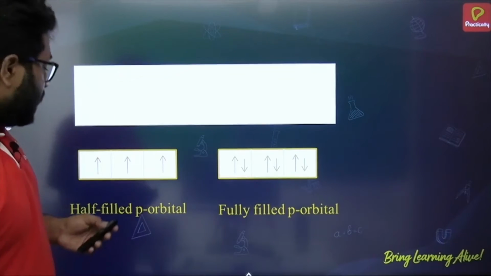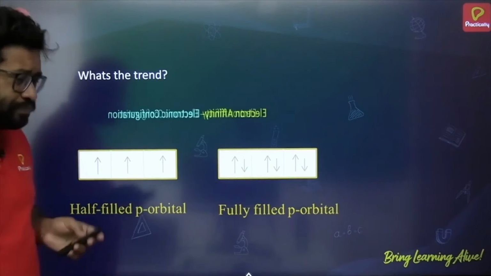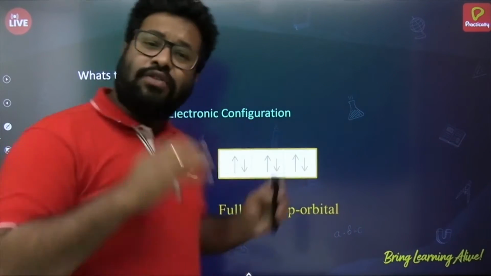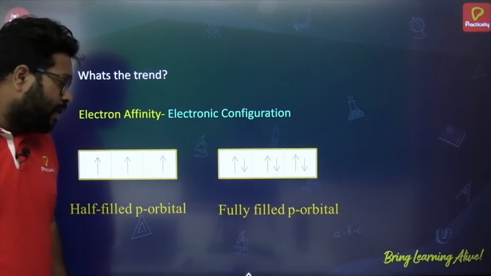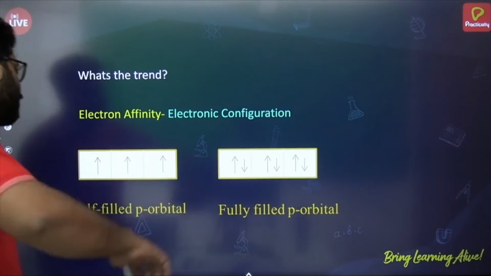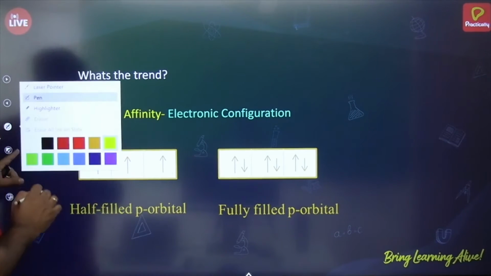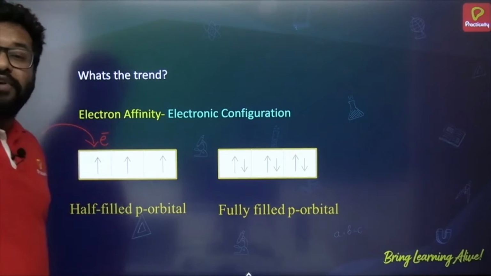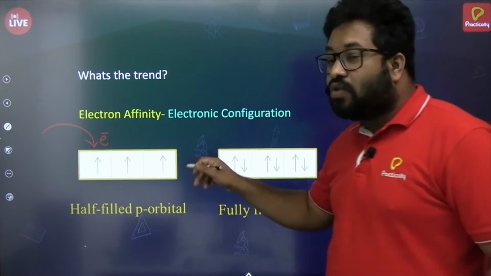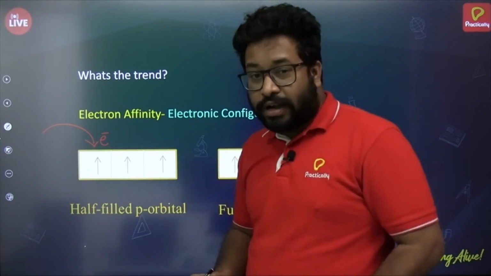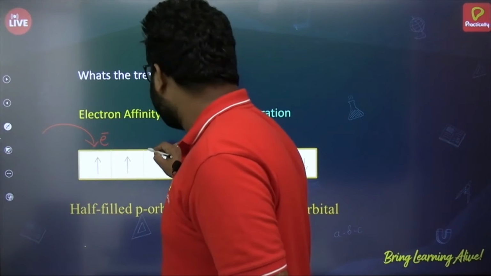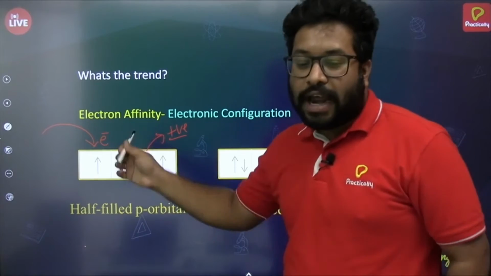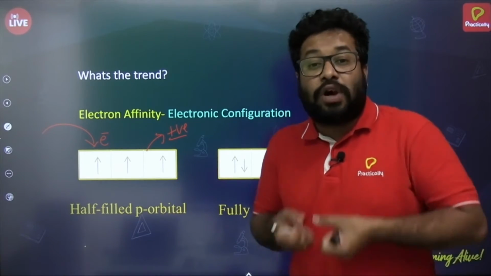Third, electronic configuration. The third thing which decides the value of electron affinity is electronic configuration. What is the regular trend here? Say this is a half filled p orbital. This is a fully filled p orbital. If you try to add an electron here, if you make an attempt at adding an electron here, it would not add an electron. It will be reluctant to add the electron. And even if you add the electron, its electron affinity would be positive because you are forcing it.